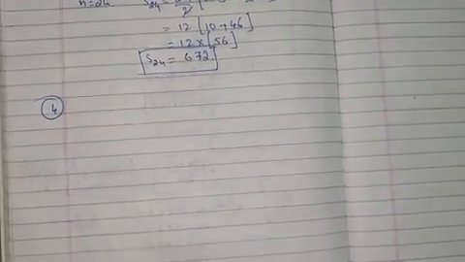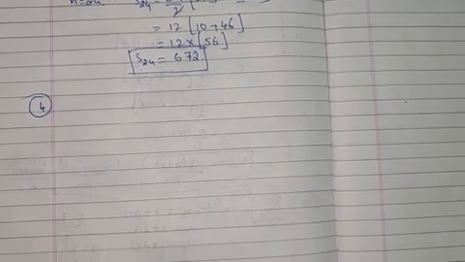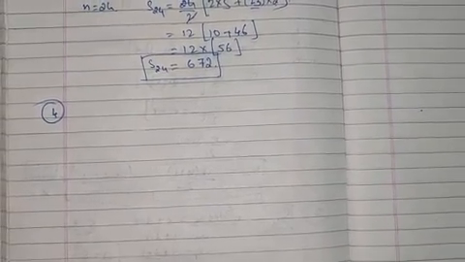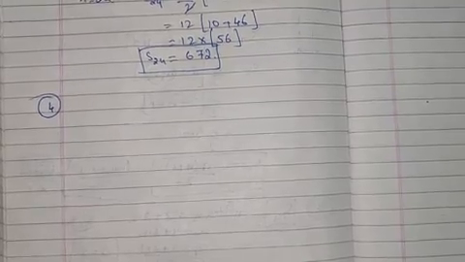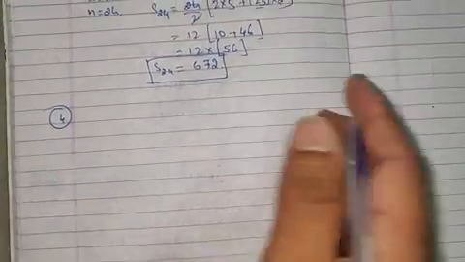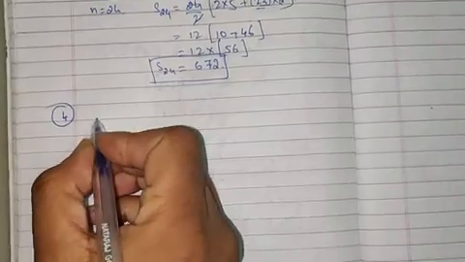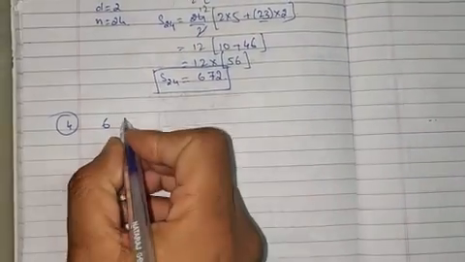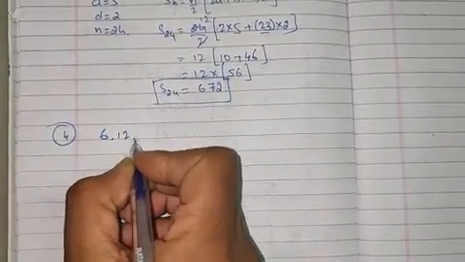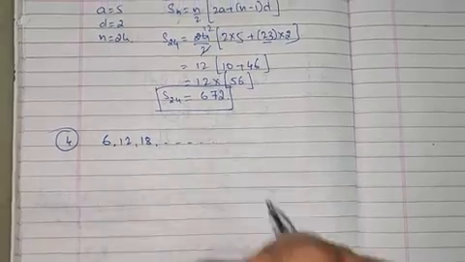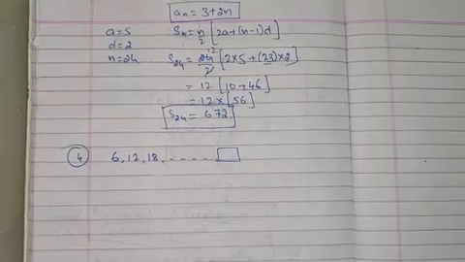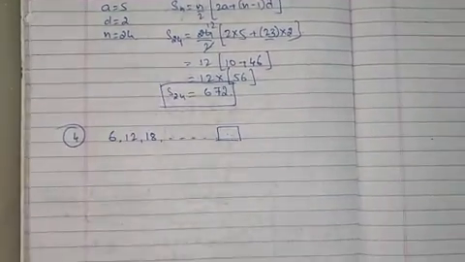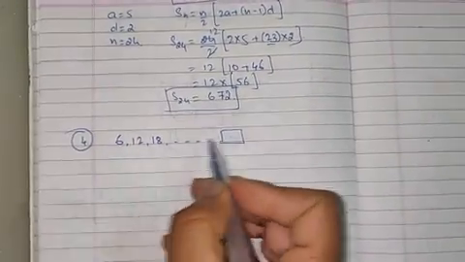Let us consider one more example. Find the sum of the first 20 terms which are divisible by 6. Let me repeat the question. Find the sum of the first 20 terms which are divisible by 6. So what are the terms divisible by 6? The first term is 6, the next term will be 12, the next term will be 18, and so on. We don't know the last term, meaning the 20th term. So first let us find the 20th term, then we can find the sum of all these.